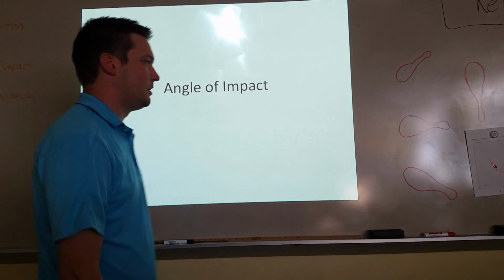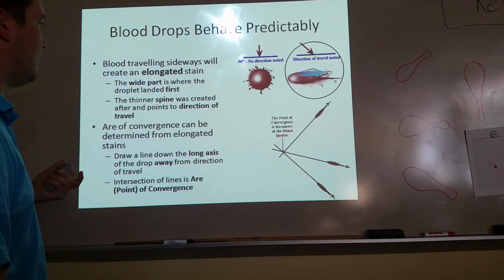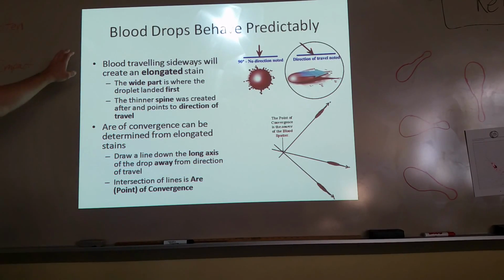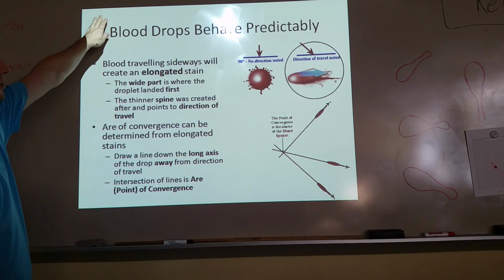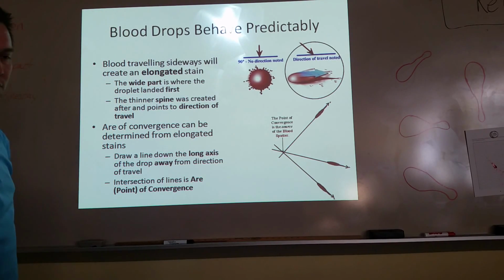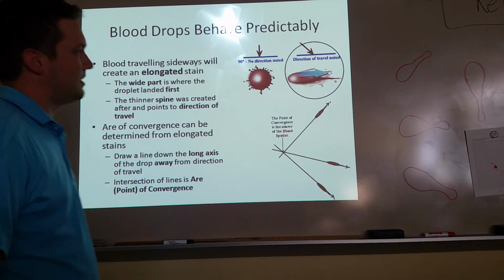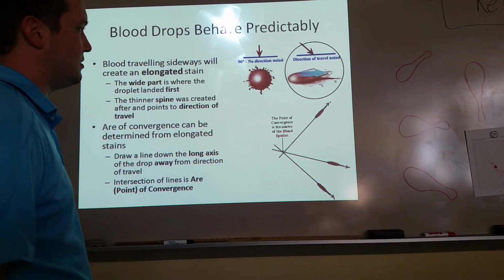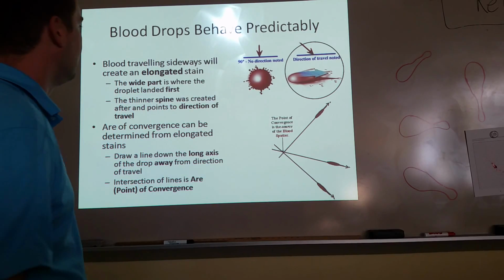So anyway, first thing we need to talk about is area of convergence. First of all, blood travels predictably. We've talked about this before. It's pretty much always the same consistency, and because of that, it behaves predictably. Once you figure out what it does, you can assume that it's always going to do the same thing.